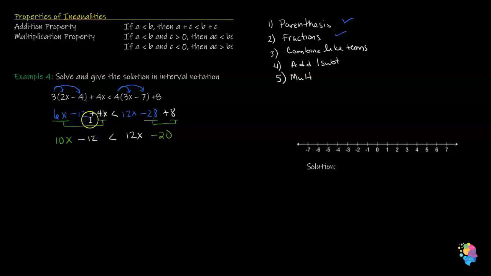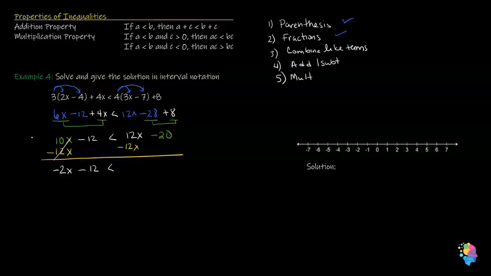Okay, once you've combined like terms that are on the same side, now we need to combine like terms that are on opposite sides by either adding or subtracting. Because we want the x's on the left side, I'm going to move this 12x to the left side to join this 10x on the left side. Since 12x is positive, I'm going to subtract 12x from both sides. So 10 minus 12, different signs. We subtract, keep the sign of the largest. That's minus 2x. Minus 12. Bring the inequality. On the right side, 12x minus 12x will go to 0, leaving me with minus 20.